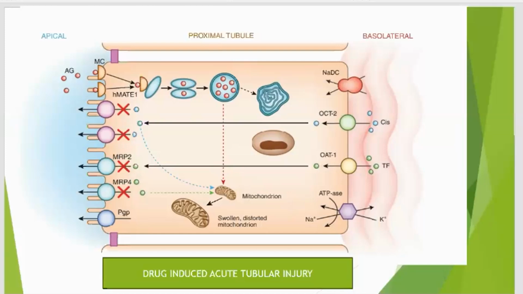Another class is aminoglycosides, as we can see on the apical side. Aminoglycosides like tobramycin, gentamicin, amikacin are associated with acute kidney injury in some 10 to 25% of patients. They are largely removed by glomerular filtration, and they are endocytosed via megalin-tubulin receptors on the apical membrane. Thus it enters the cell, from where it enters the lysosomes and causes structural injury to the lysosome.